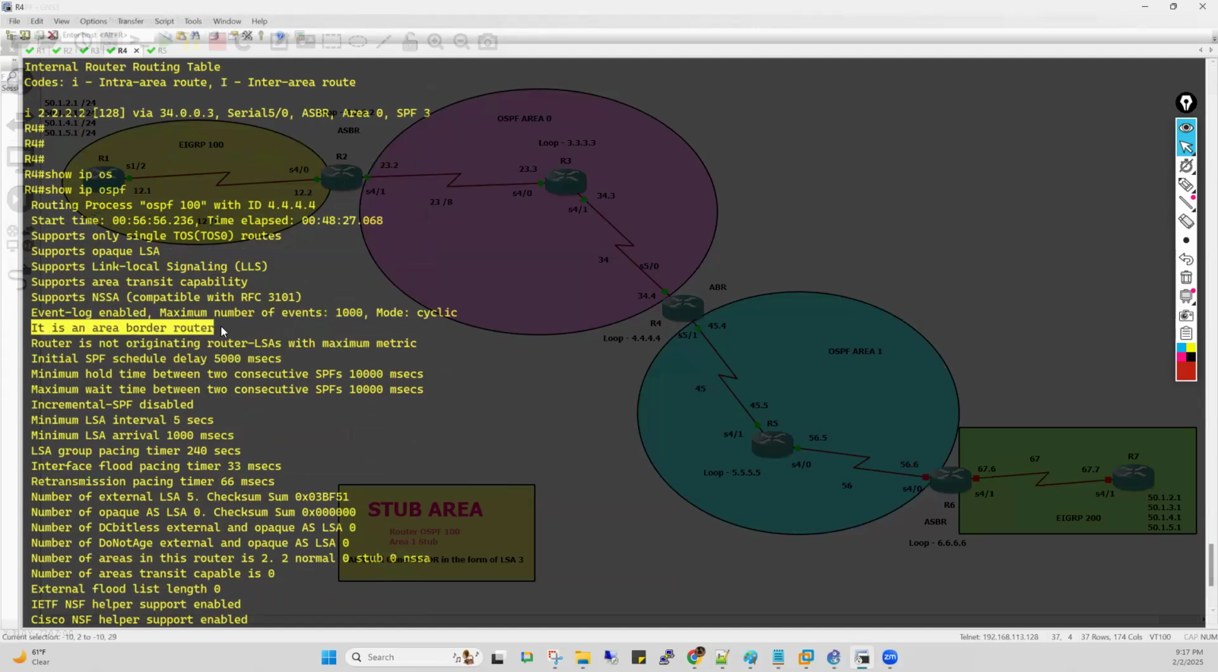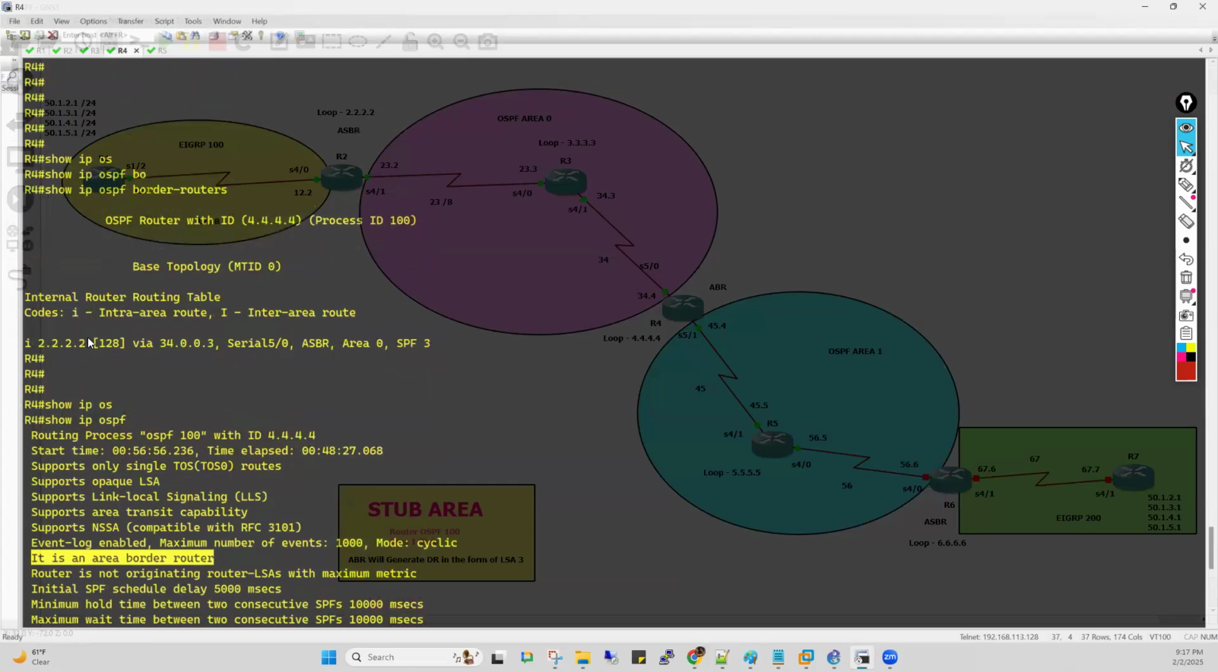What is this? Area border router. So this router itself is an ABR router, guys. I am just asking about the ASBR. So this router knows who is ASBR. This router knows 2.2.2.2 is the ASBR, and if I want to reach it, I need to forward the packet to 34.3. Getting my point? What is my exit interface? Serial 5/0. Who is that? ASBR. And ASBR is present in which area? Area 0. Is this clear, guys?